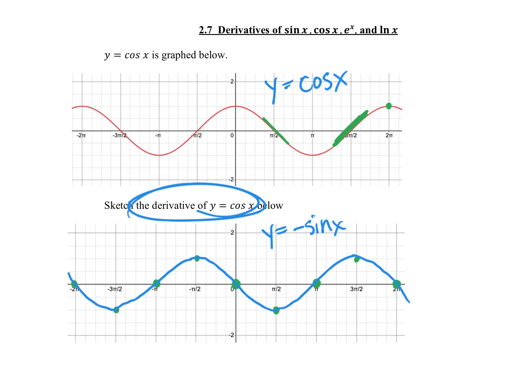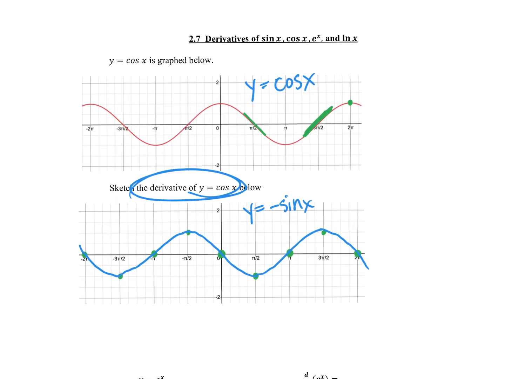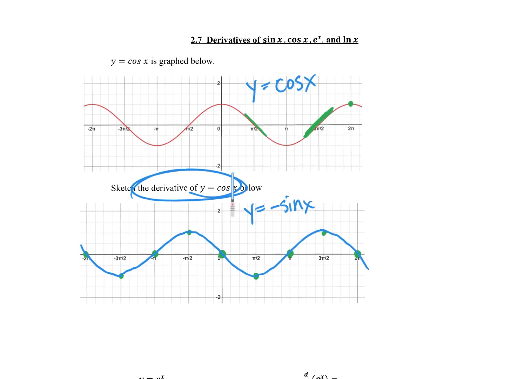We learned the power rule yesterday, but the power rule doesn't apply to trig functions. The derivative of cosine, we just have to memorize, is negative sine. We're going to write that in a little chart. You'll see that on the next page. But I just want you to see where these derivative graphs come from. The slopes of cosine form the graph of negative sine.